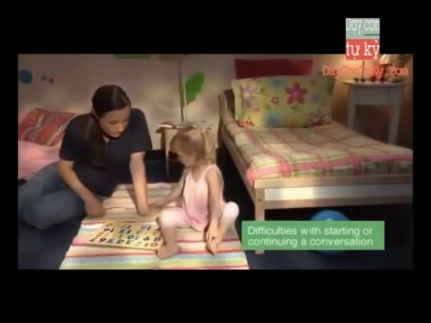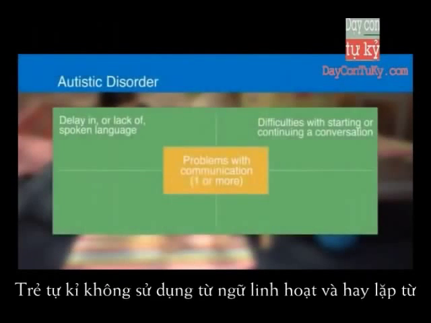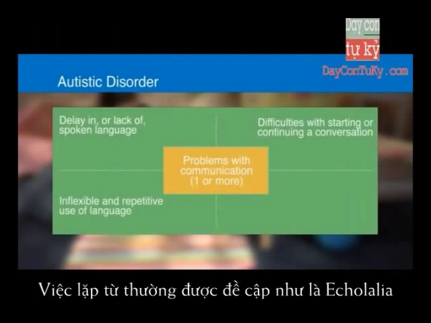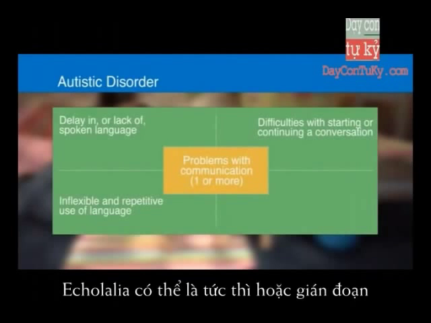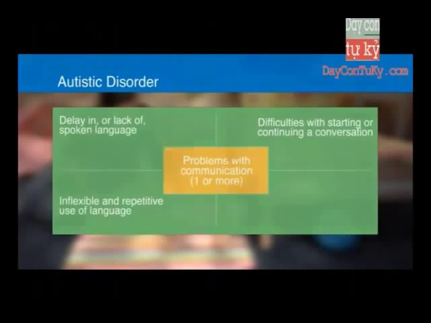Drink juice? Students with autism may also have inflexible and repetitive language. Repetitive use of language is often referred to as echolalia. Echolalia may be immediate or delayed.